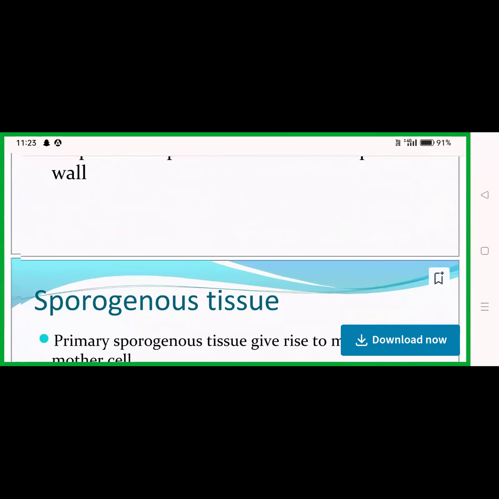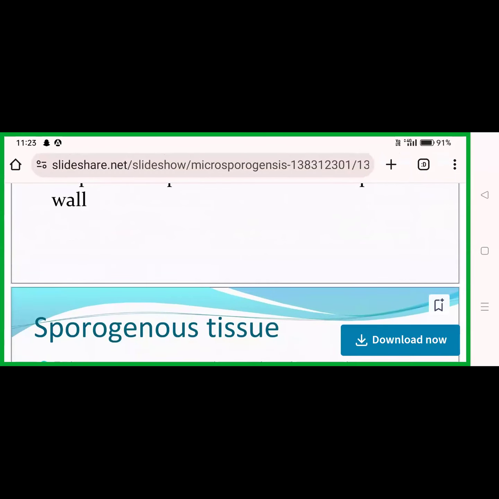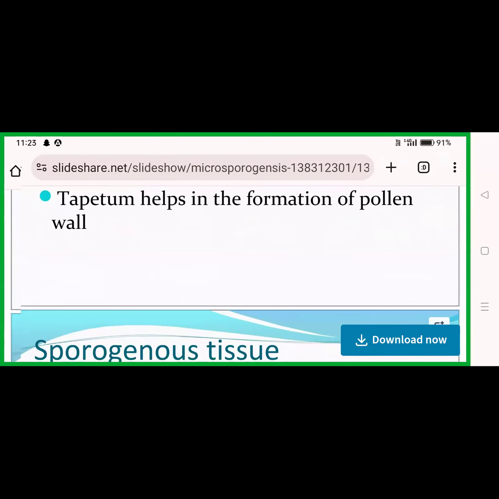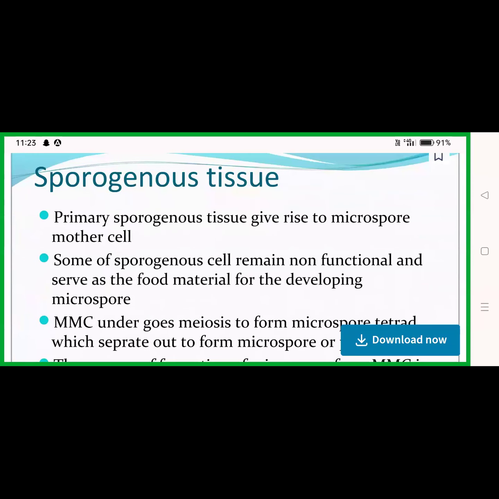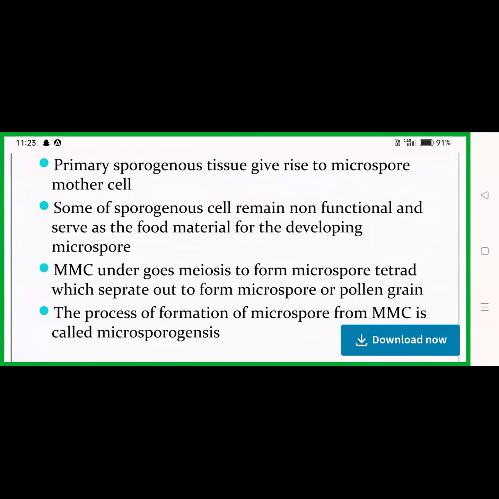Next, sporogenous tissue. In microsporogenesis, the primary sporogenous tissue gives rise to the microspore mother cell. So the sporogenous tissue is going to divide and give the microspore mother cell. The primary sporogenous cells may directly function as microspore mother cells, or they undergo several mitotic divisions to form microspore mother cells. Each MMC, that is microspore mother cell, undergoes meiosis to form a microspore tetrad, which separates out to form microspores or pollen grains.